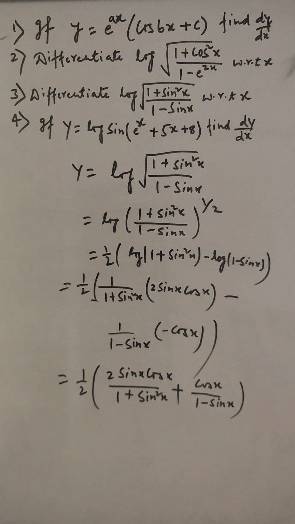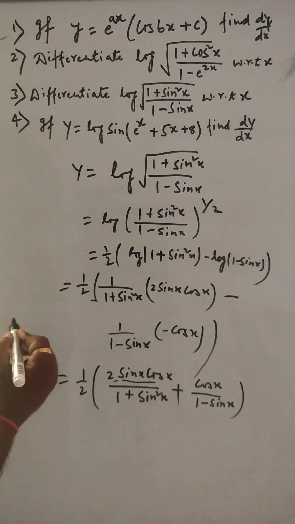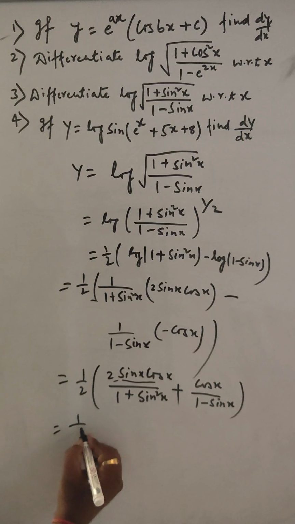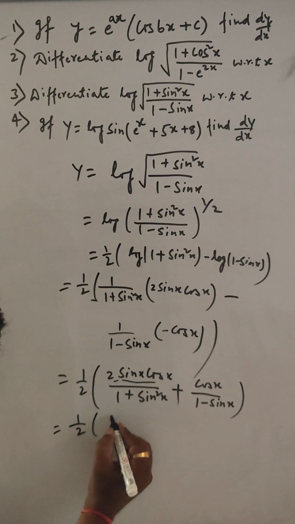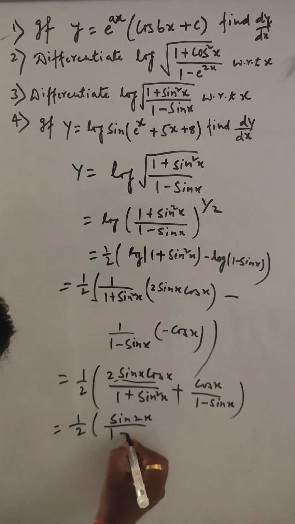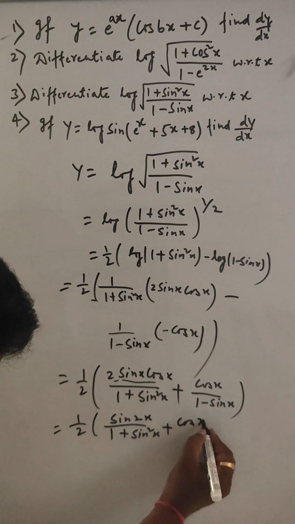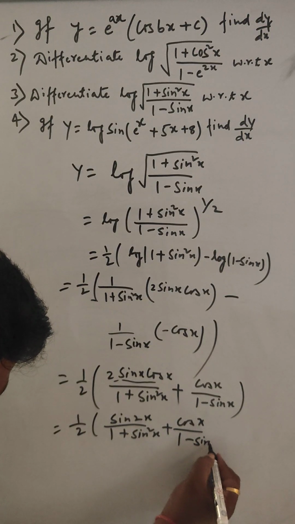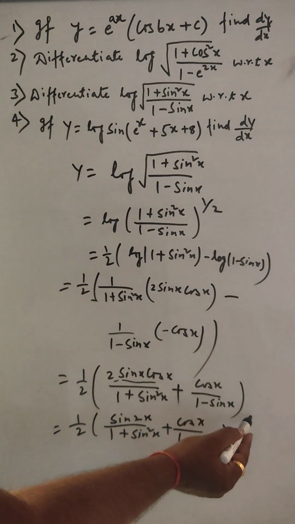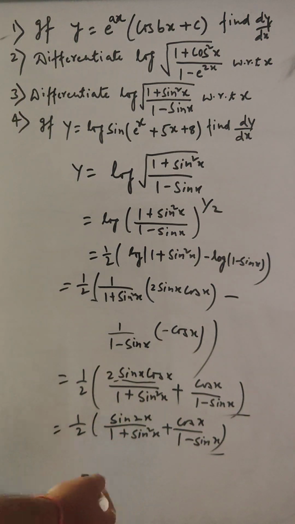Got it? Or here what we can do, one step, this one is nothing but sin 2 theta, correct, or 2x we can write. So this one we can write sin 2x over 1 plus sin square x plus cos x over 1 minus sin x. See, you can make it up to here also and you will get full marks. If you write it like this also, this is a more simplified way. Here also you will get full marks.